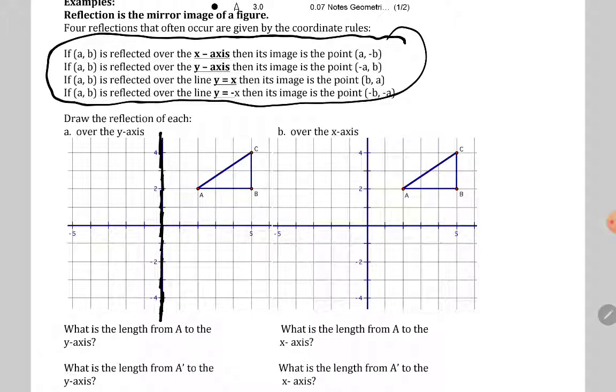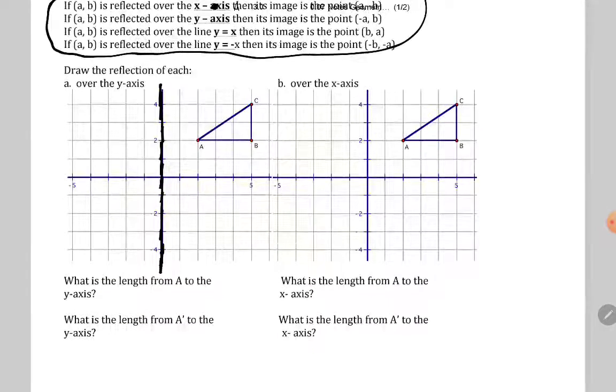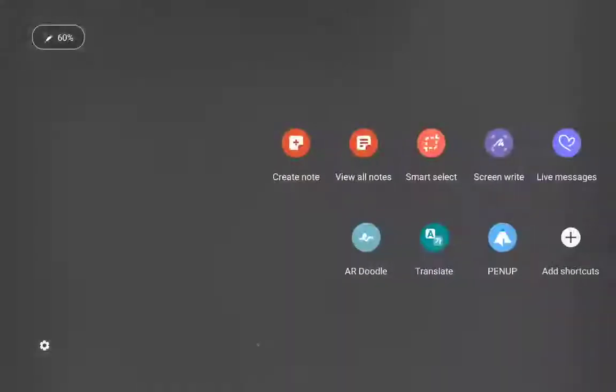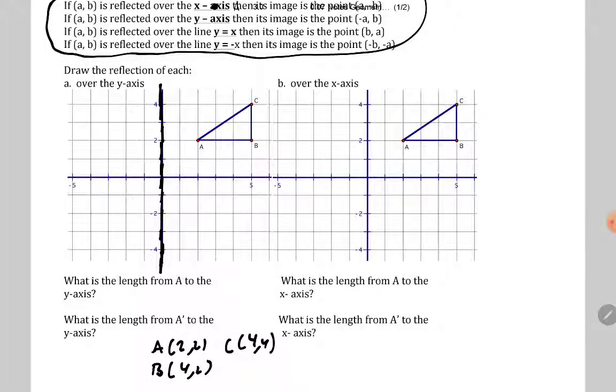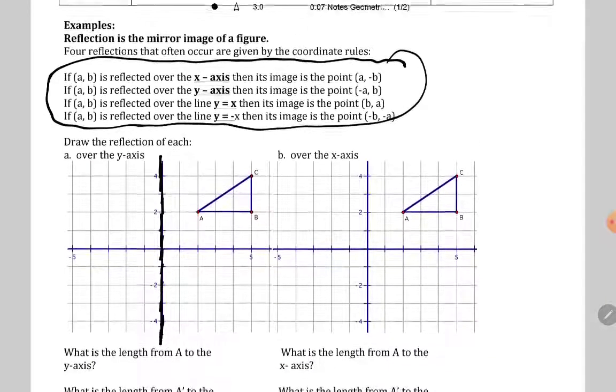If they only gave us coordinates, I want to go down a little bit. I'll answer these questions later, but let's say A is 2, 2. B is 4, 2. And C is 4, 4. So that's where our triangle is.